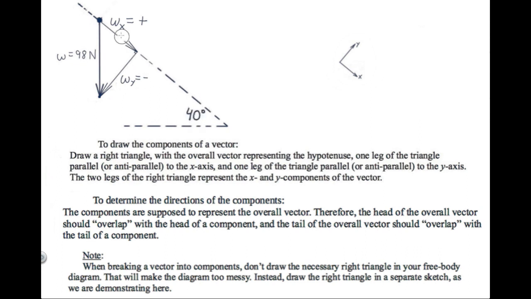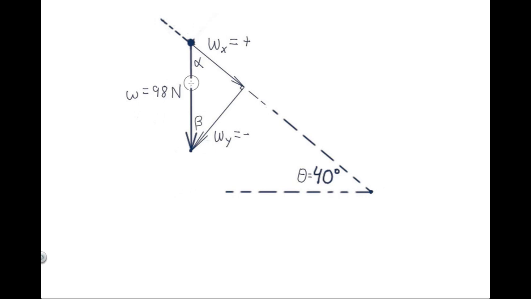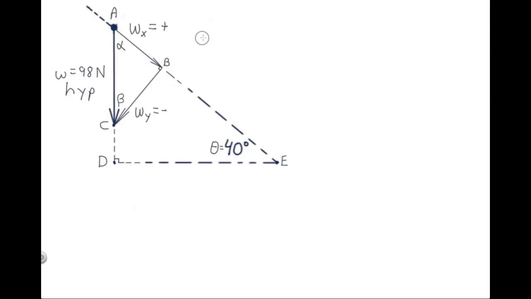We need to know the angles inside the right triangle. Let's label these angles alpha, beta, and theta. And now let's use geometry to figure out alpha and beta. First, we need to extend this vertical line downward and extend this horizontal line leftward. That creates a new right triangle, the large right triangle ADE.